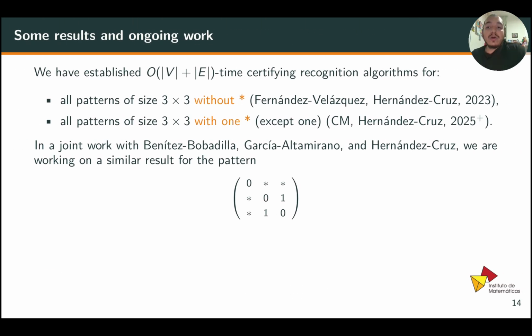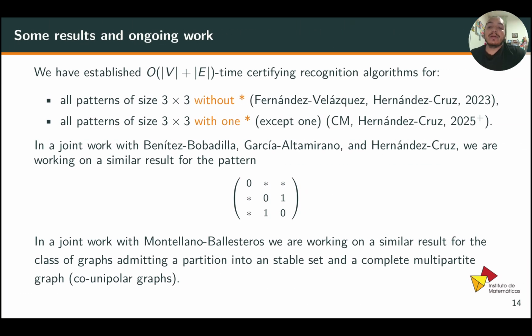Well, in an ongoing work joint with Germán Benítez Bobadilla, Juan Carlos García Altamirano, and César Hernández Cruz, we are working on similar results now in this pattern of size 3 times 3 with two asterisks out of the main diagonal, and also in an ongoing work, but this time with my postdoc advisor Juan José Montellano Ballesteros, we are working on similar results for the class of graphs that admit a partition into an independent set and a set inducing a complete multipartite graph, which are called unipolar graphs, and which in fact generalize this partition in the sense that this partition is a partition into an independent set and a complete bipartite graph.